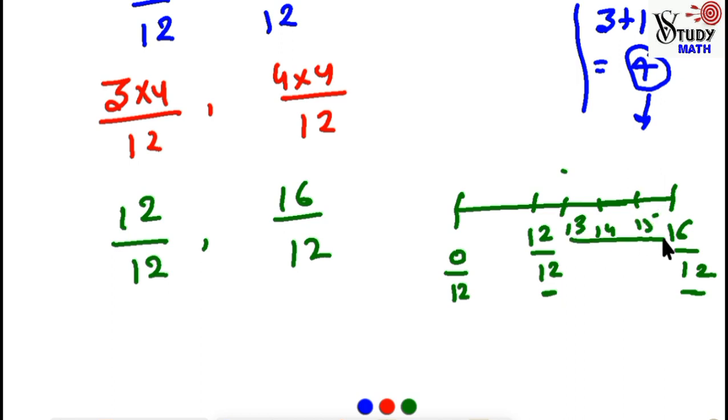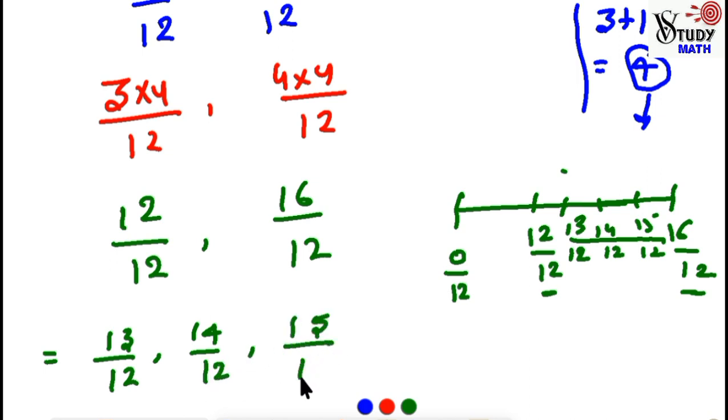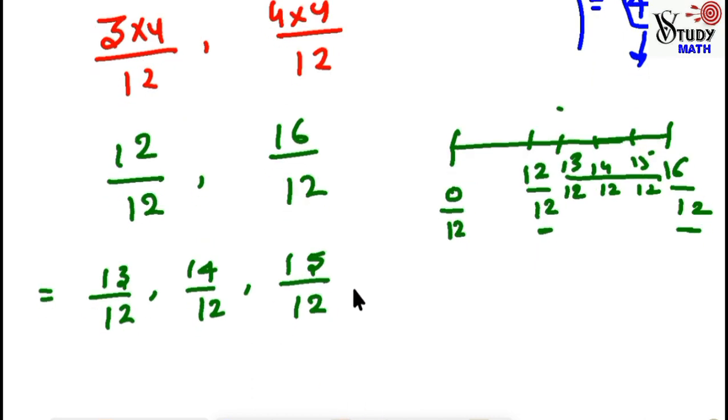So these three numbers lie between them. So we can say 13 by 12, 14 by 12 and 15 by 12. Is it clear to you? Okay. So now we can write here 13 by 12 is the number which is between them, 14 by 12 is the number which is between them and 15 by 12 is the number which is between these two rational numbers. So now we have to keep the answer in the standard form.